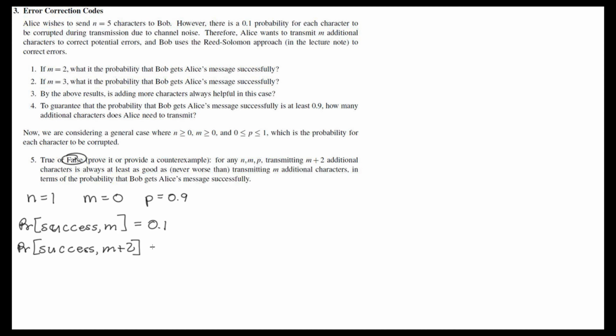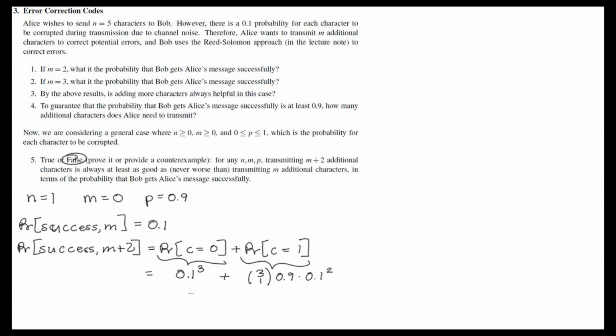So this is going to be the probability that we have 0 corrupted characters plus the probability that we have 1 corrupted character. And by the same logic as in earlier parts of the problem, this will be 0.1 cubed, and this will be 3 choose 1 times 0.9 times 0.1 squared.